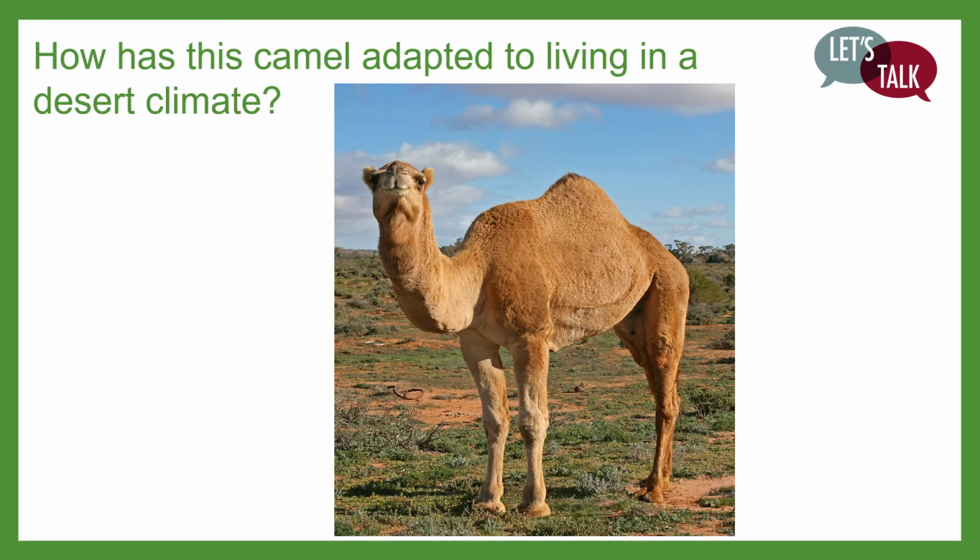So how has this camel adapted to living in a desert climate? Its short but really thick fur prevents sunburn. Its wide feet help it stay on top of the sand so it doesn't sink. And also the camel has really long eyelashes which protect them against sand blowing in the air. They have long legs, and this keeps their body further from the hot sand, and have thick, leathery lips, which protect them when eating prickly plants, such as cactus plants.